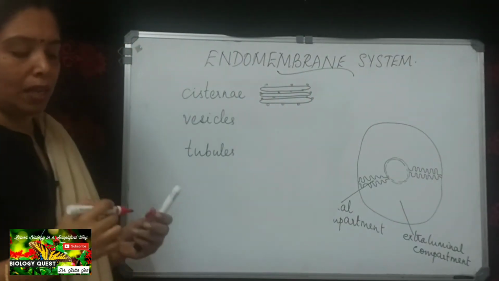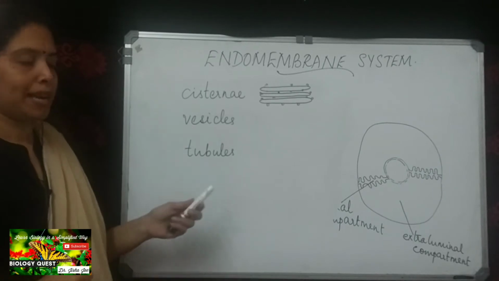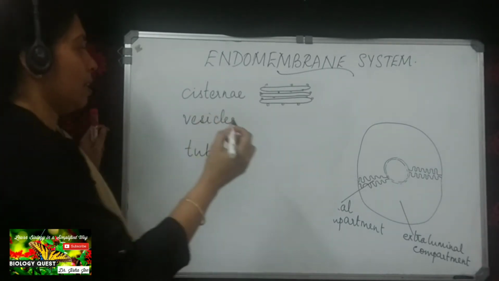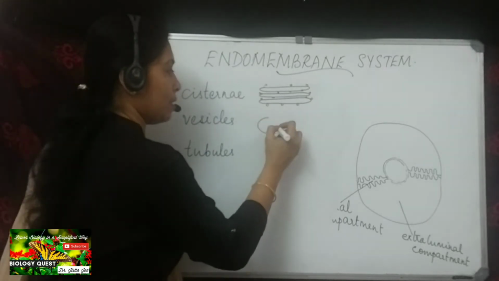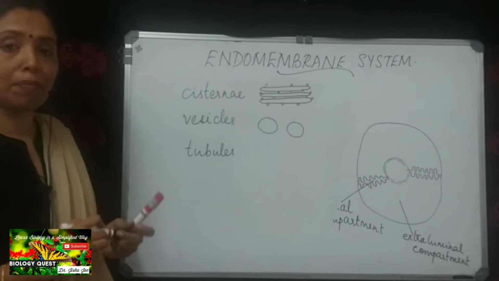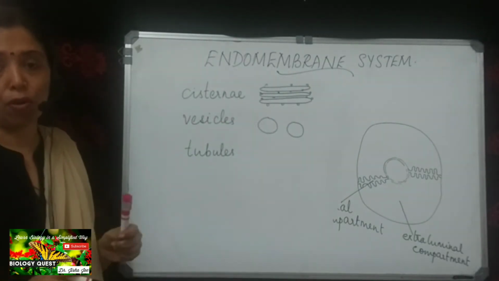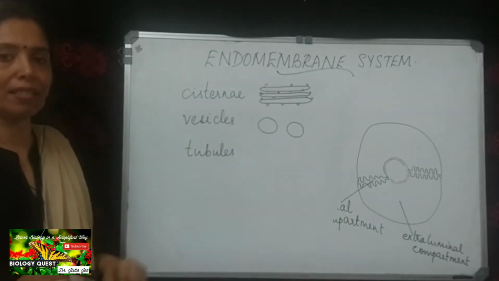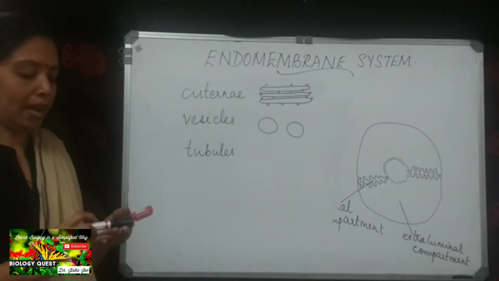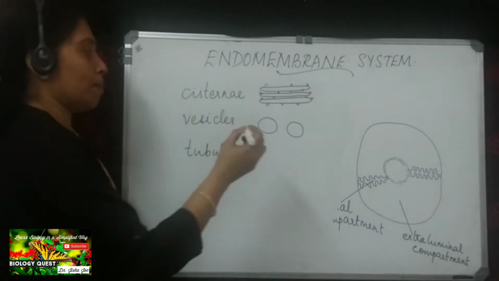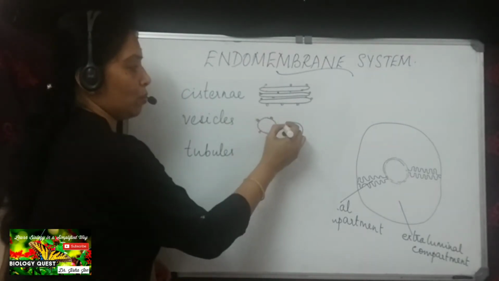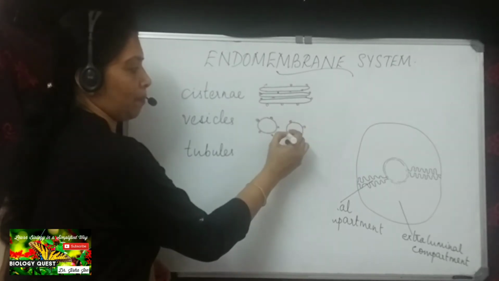Okay. The second form in which endoplasmic reticulum can exist is the vesicle. Vesicles comprise spherical bodies. So, endoplasmic reticulum can exist also in this form as spherical bodies. When they exist as spherical bodies, they are called the vesicles. And vesicles also bear ribosomes. Ribosomes are seen attached to the vesicles.